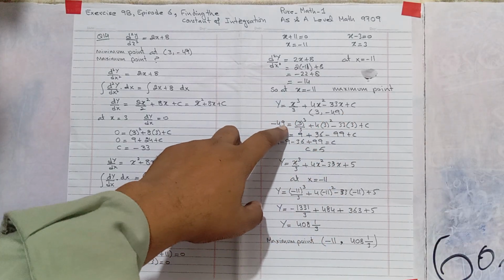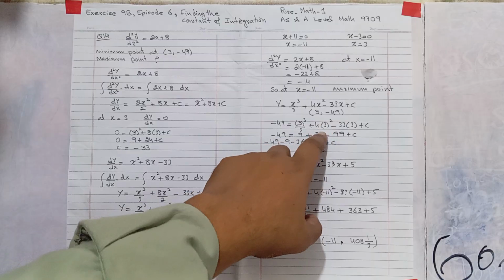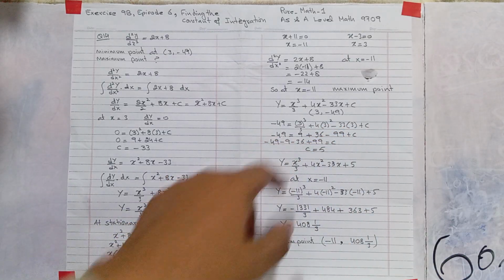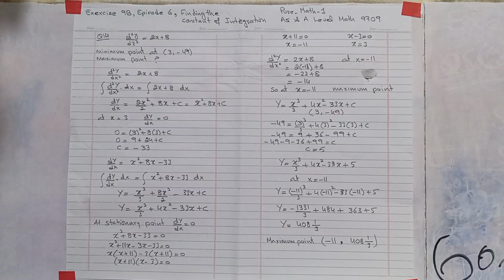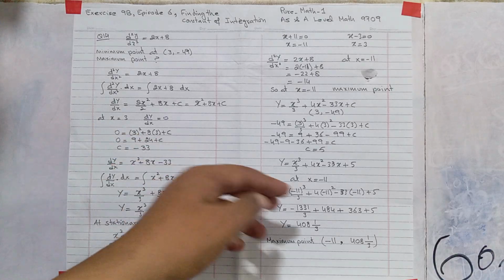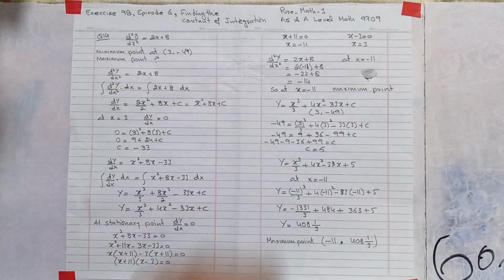So you will have minus 49 equals to 3 cubed divided by 3 plus 4 into 3 square minus 33 into 3 plus c. So you will have minus 49 equals to 9 plus 36 minus 99 plus c. So bring them to this side. So minus 49 minus 9 minus 36 plus 99 equals to c. So c will be equals to 5.